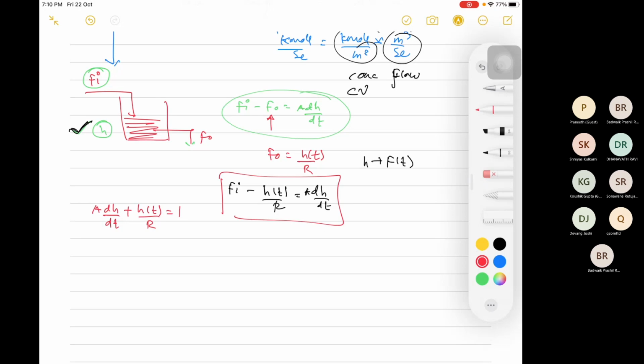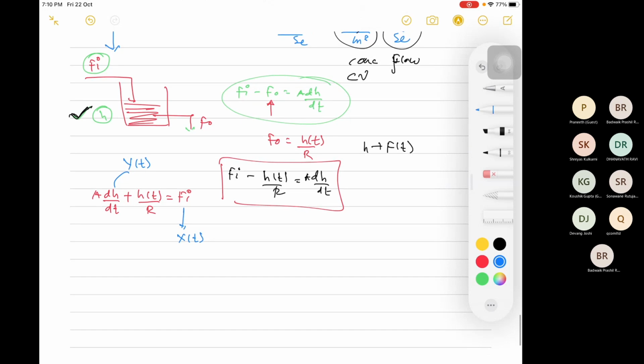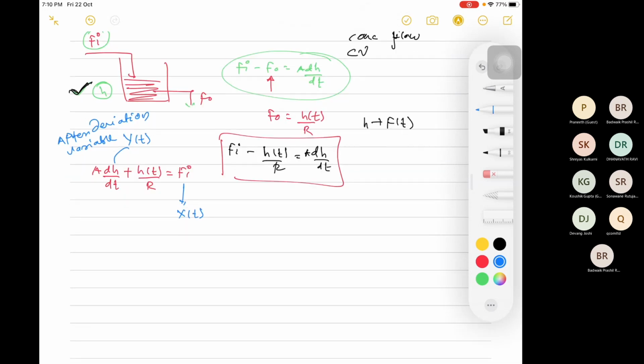It will go on that side, so this is what Fi. Now this is what capital X of t. What is height? It is capital Y of t after defining the deviation variable. So you will have the generalized equation: a1 dy/dt plus a naught y of t is equal to b into x of t. This is the generalized equation you are going to get in each and every system.